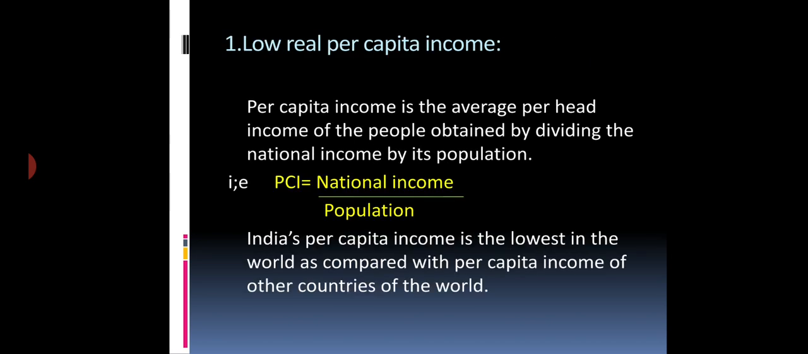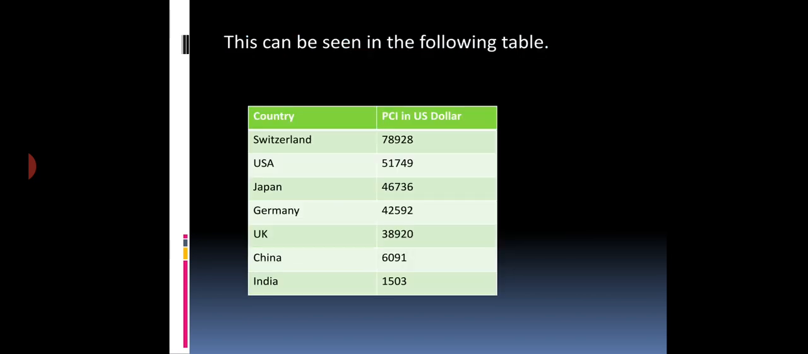The first basic characteristic of the Indian economy is low real per capita income. Per capita income is the average per head income of the people, obtained by dividing the national income by its population. That is, per capita income equals national income divided by population. India's per capita income is the lowest when compared with the per capita income of other countries of the world. This can be seen in the following table.